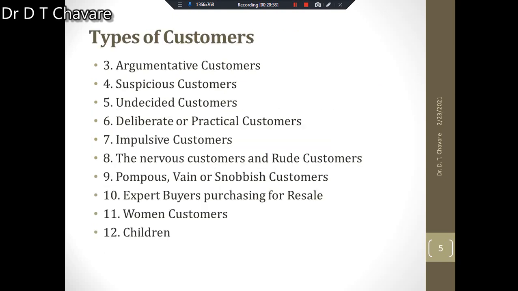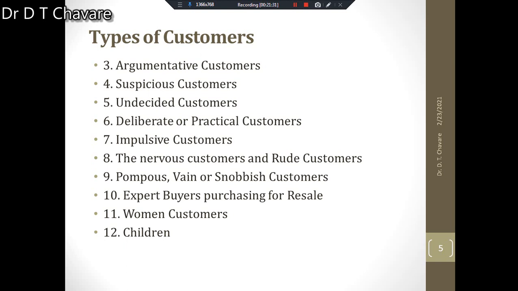What are the different types of customers? Those types of customers you should understand. First type is the silent customer. Second is the talkative customer. Third is the argumentative customer. What do you mean by an argumentative customer? Argumentative customers are really troublesome and dispute every statement of the salesman by making counter arguments.